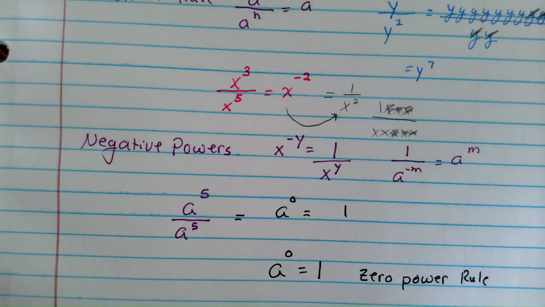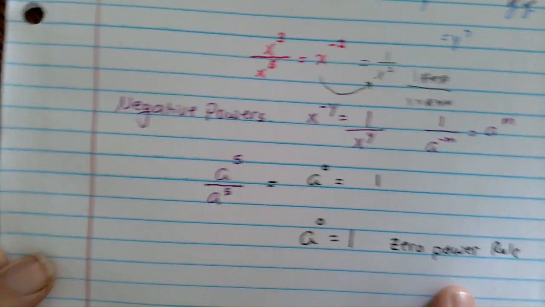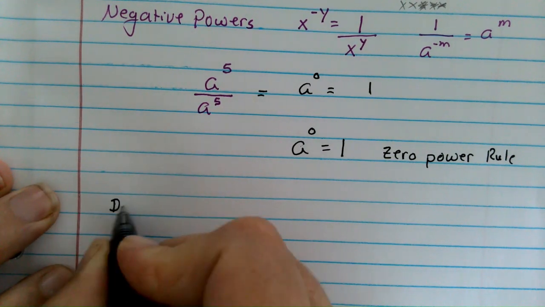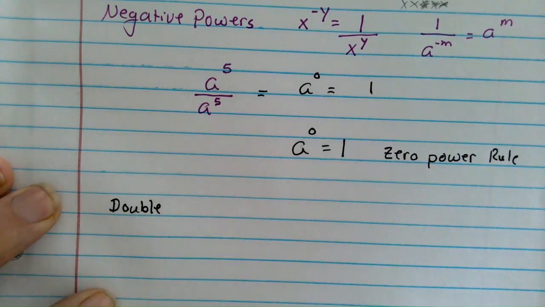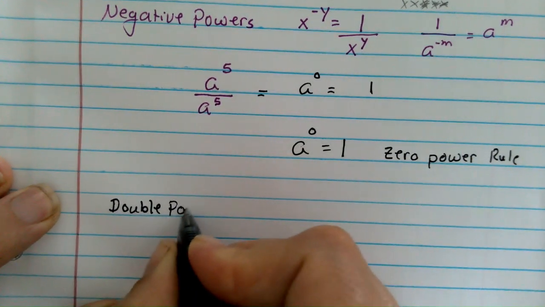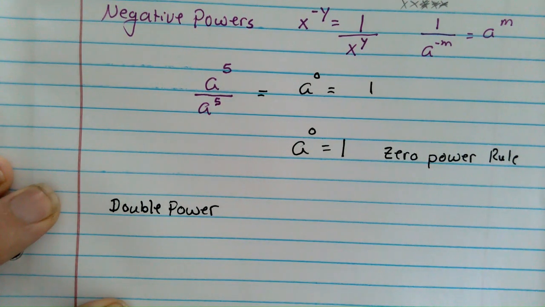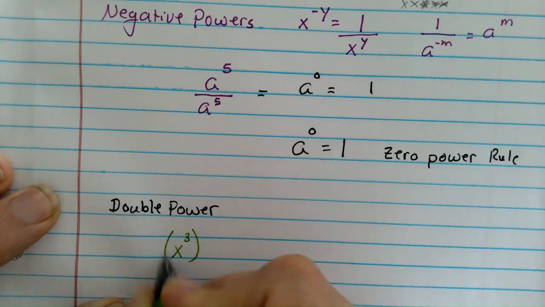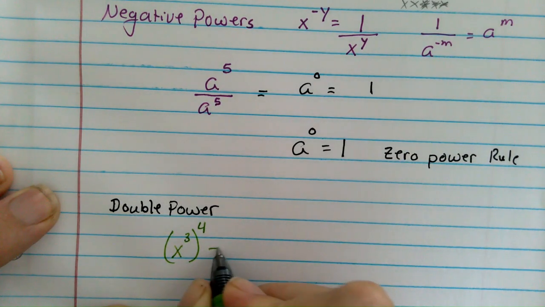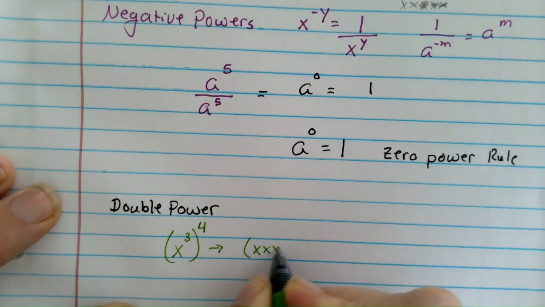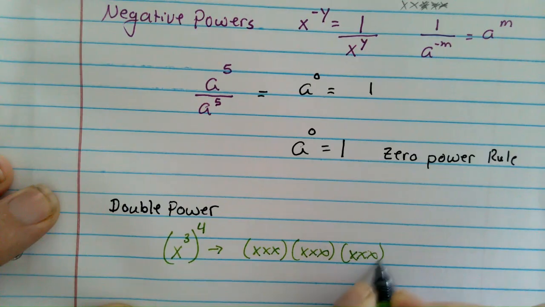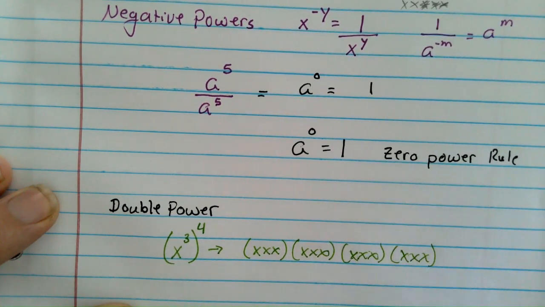And then I find that the next one is the one that students confuse the most with the product rule. And that's the double power rule. And this is where "when in doubt, write it out" comes in. Okay, so a double power might be like x to the third to the fourth. So that means we have x to the third once, twice, 3, 4 times.